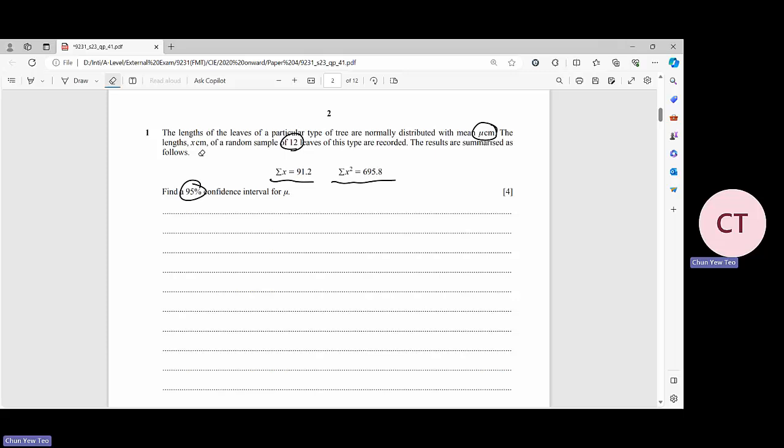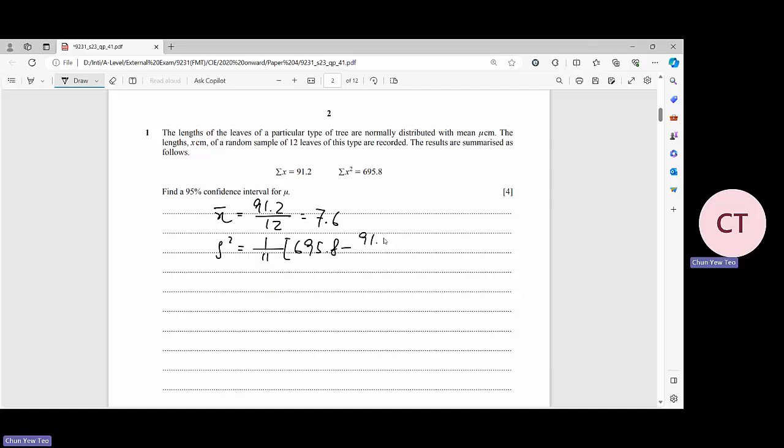So for this question, the very first thing you need to do is to find the mean. The bar x will be 91.2 divided by 12. Just press the calculator and then you get 7.6. After that, you find the unbiased estimate of population variance. You will get 1 over 11, 695.8 minus 91.2 squared divided by 12. Again, press the calculator and you get 0.24364. I give 2 extra significant figures to make our answer more accurate.